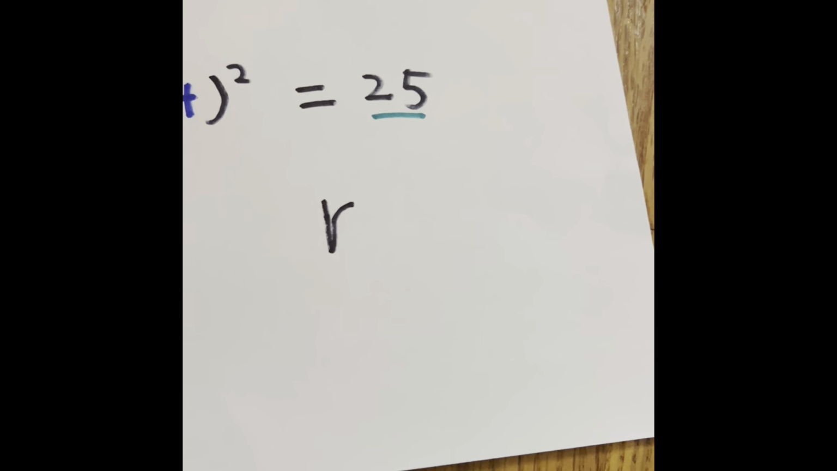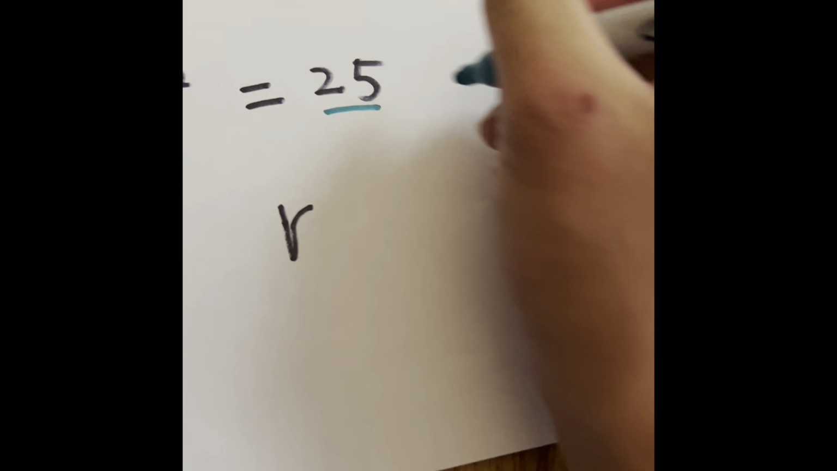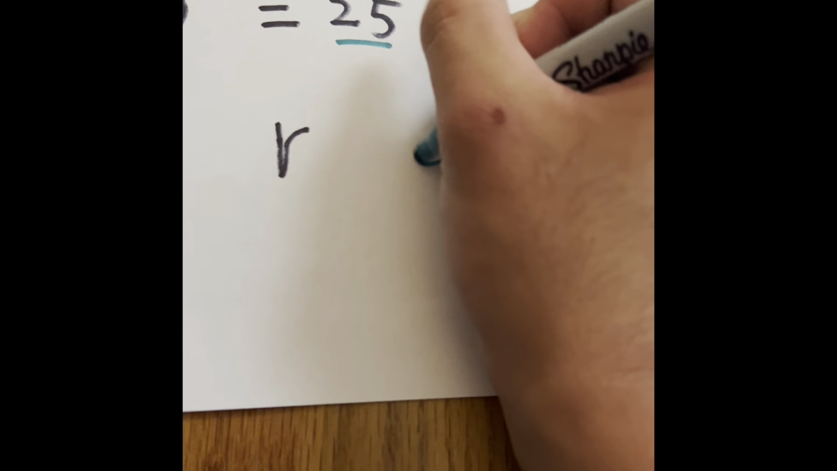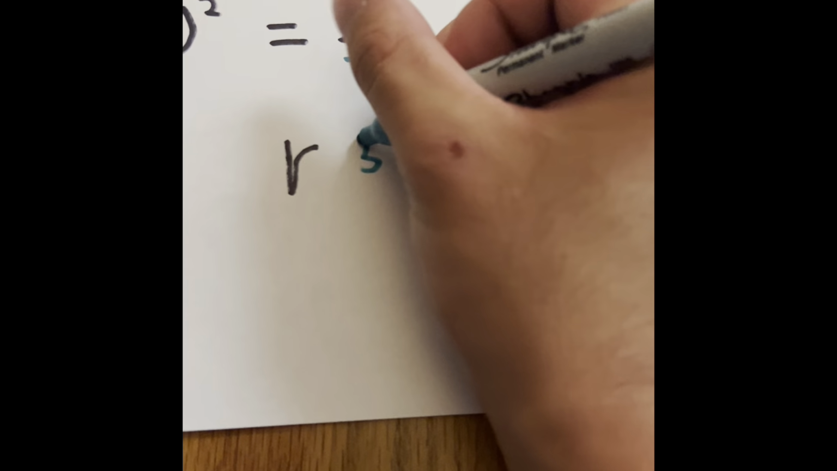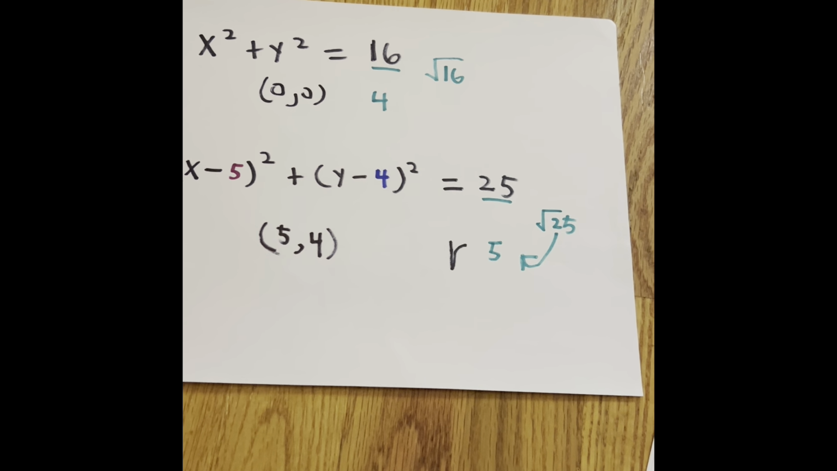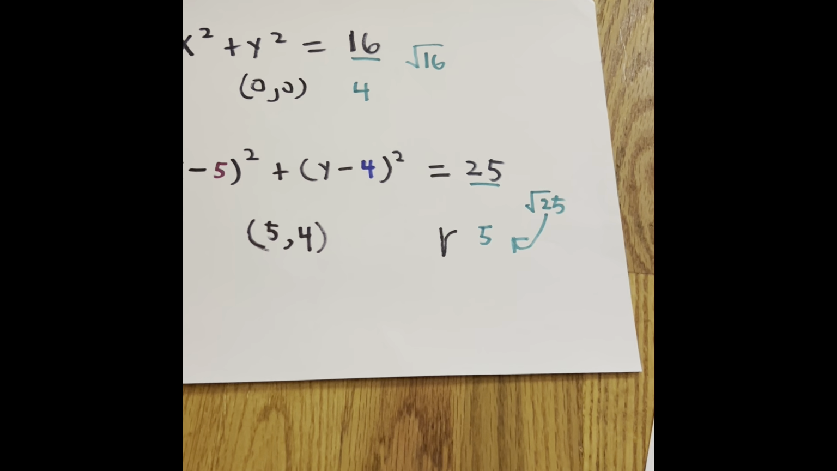But what about the radius? We have a 25. We need to square root that 25, and when we do that, we bring it to 5. So we need to create on the graph a circle that has a center point of 5, 4, and a radius of 5.